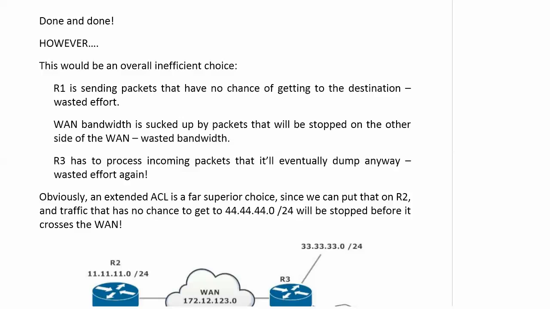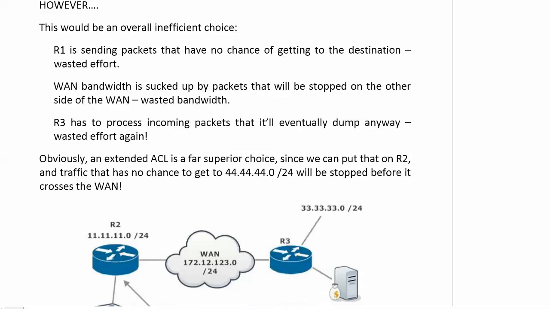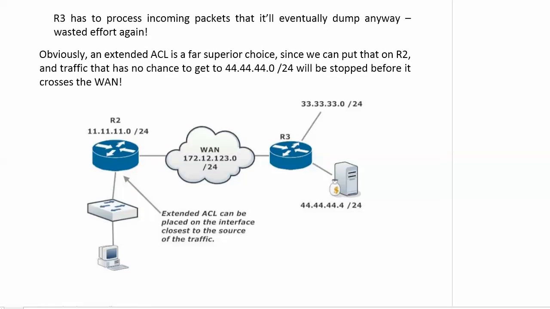And as we talked about in the previous video, if router 3 is filtering on an outbound level, on an outbound access list, which it is because it had to, then it's actually routing the packets. It's taking the time to route the packets, and then before the packets get to the transmission queue, router 3 says, hey, wait a minute, we're filtering those packets anyway. So there's a lot of wasted work going on there. So an extended ACL in the real world would be a far superior choice, because we can put that on router 2, and traffic that has no chance to get to this subnet over here will be stopped before it crosses the WAN.